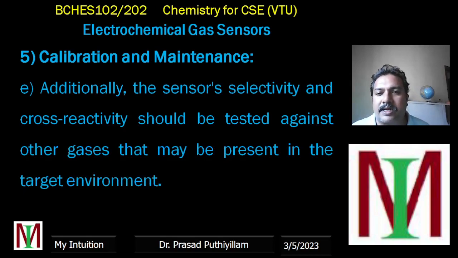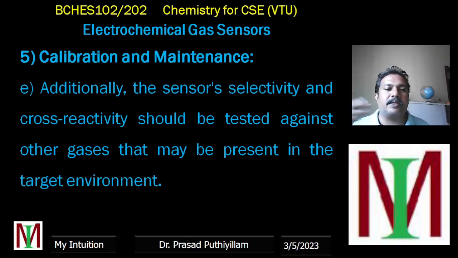Additionally, the sensor selectivity and cross-reactivity should be tested against other gases that may be present in the target environment. There is a possibility that not only one gas but other gases are present. When we install the gas sensor in a particular room, there may be some additional gases that we did not account for when we kept the sensor.